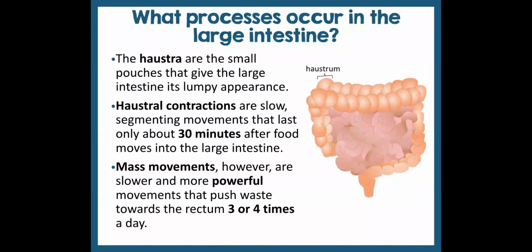Now, that's haustral contractions. But you also need to know about mass movements. So, mass movements are slower and more powerful movements that push waste towards the rectum about 3 or 4 times each day.